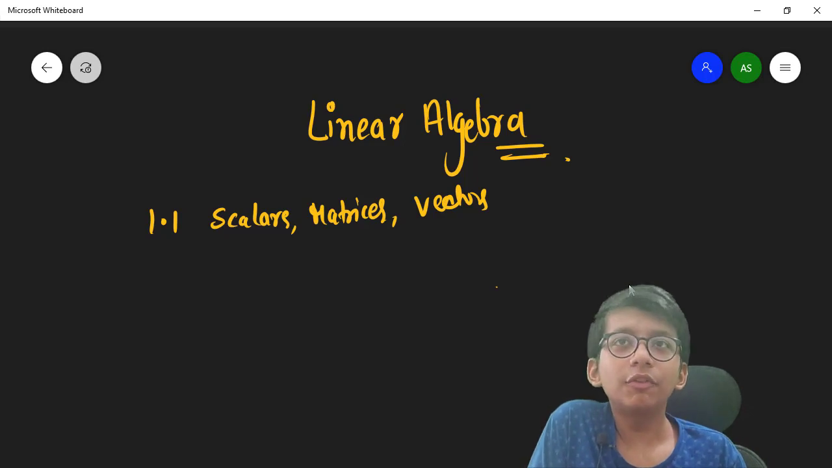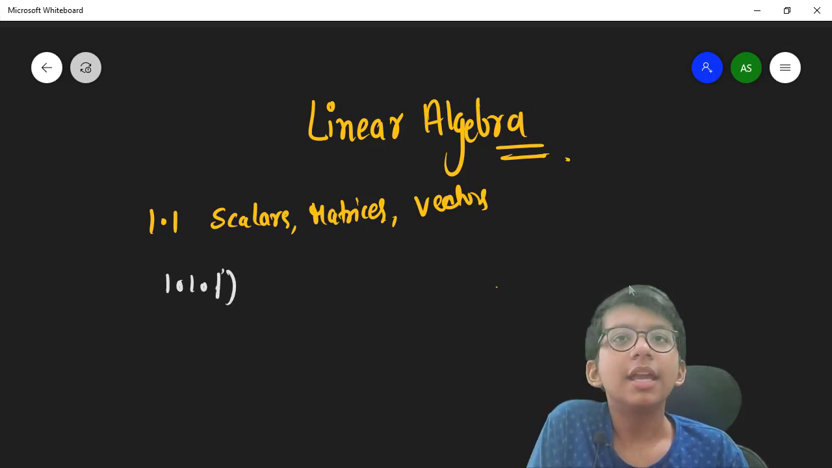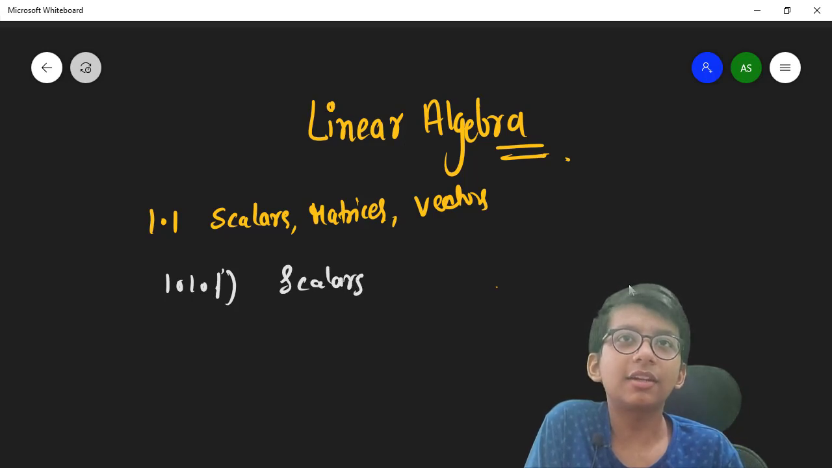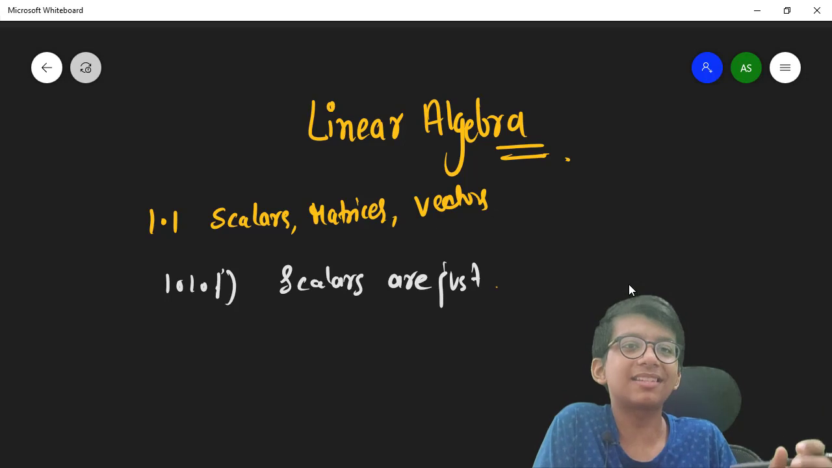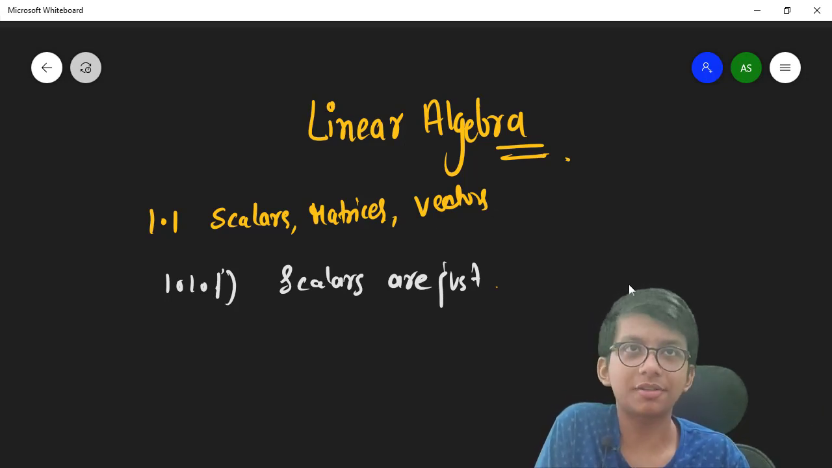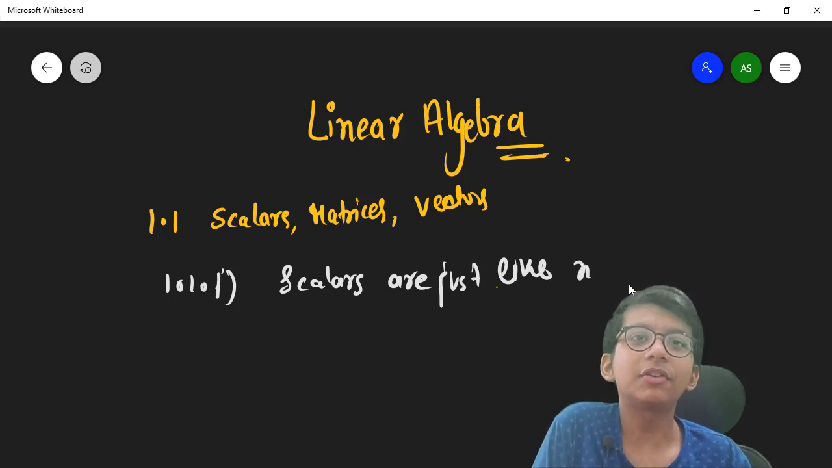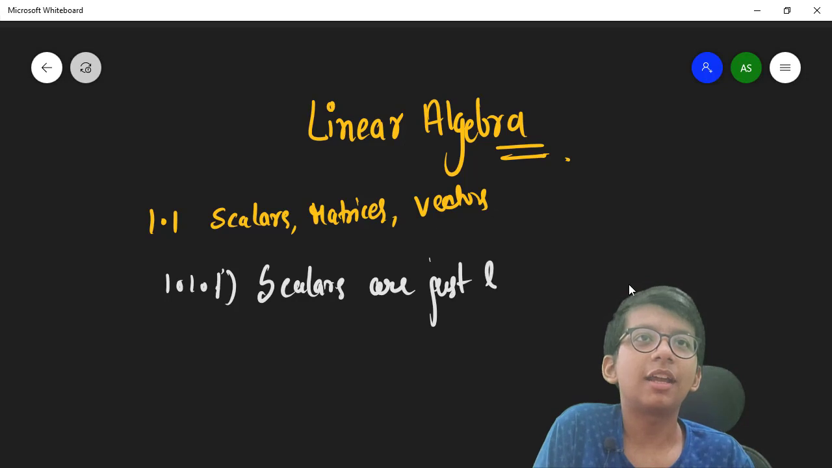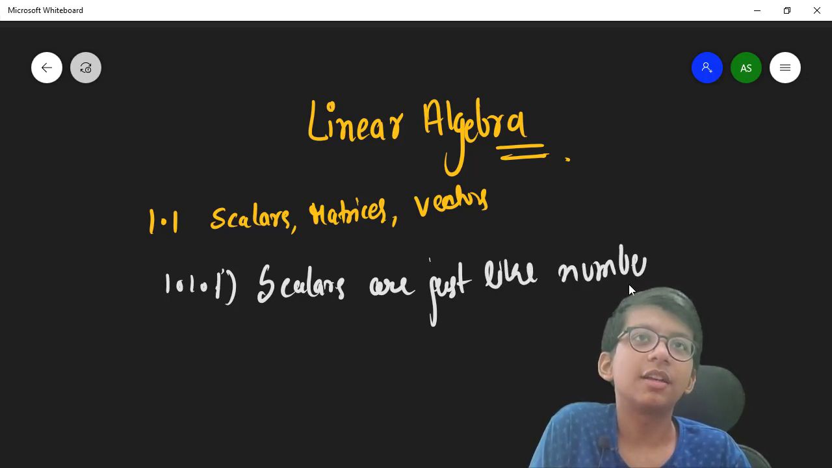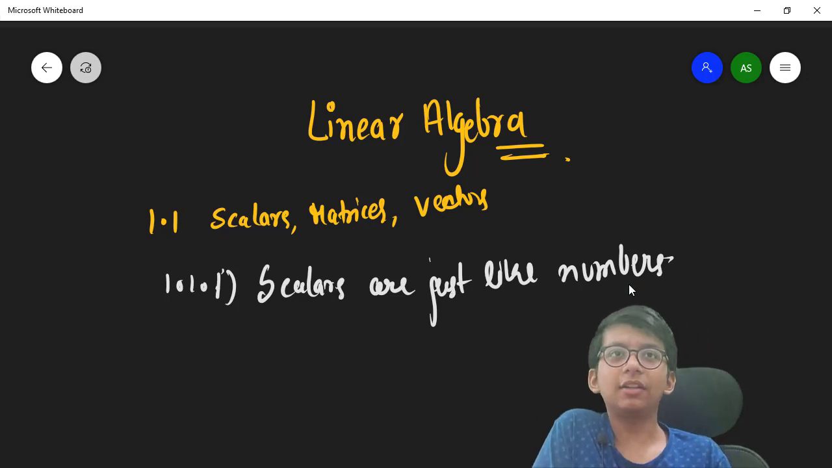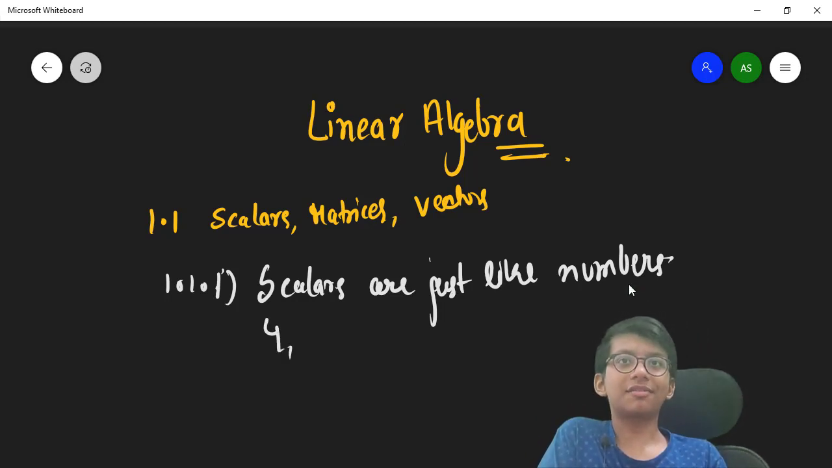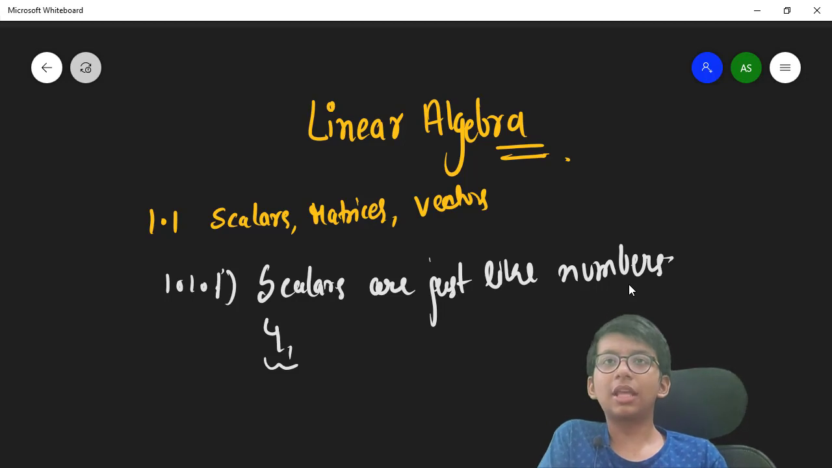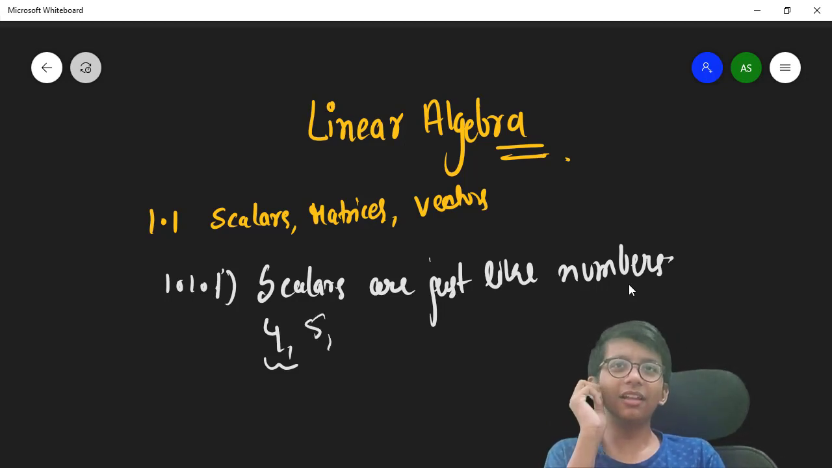So what are scalars? Scalars are just like numbers. It's just a fancy name in terms of linear algebra. Sorry, I haven't written on the board for a long time, so I have to get my hand in. Scalars are just like numbers. For example, you can take 4. This is a scalar, just a simple number. So this is a scalar in terms of linear algebra. We can think of 4 as a scalar, we can think of 5 as a scalar, and so on.